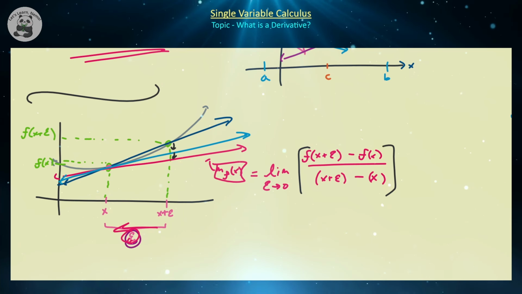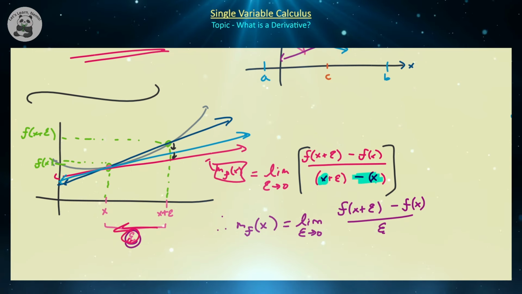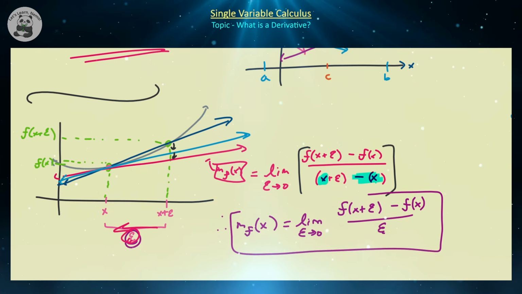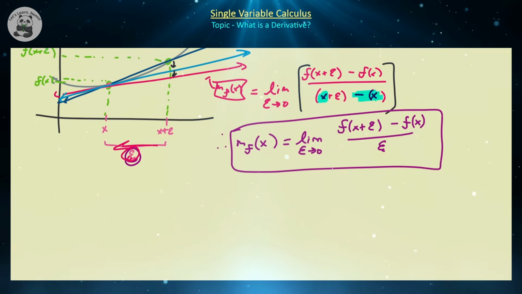But notice that there is some algebraic simplification in this formula here. Notice that there's an x and there's a minus x there, and therefore we see that the slope of the function f at the point x is going to be equal to the limit as epsilon goes to 0 of f of x plus epsilon minus f of x, all divided by epsilon. And some people will use the letter h to represent epsilon, the number that gets arbitrarily small, but it doesn't really matter as long as you stay consistent with your notation.